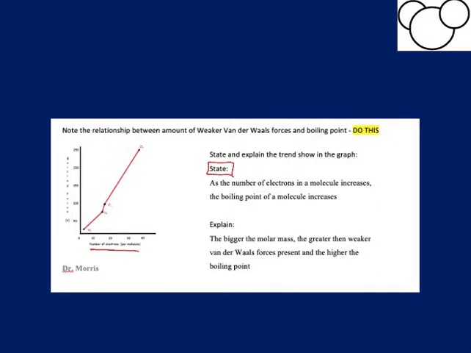And the explain part then is the x-axis. So as the molar mass increases, you have more of the weaker van der Waals, and you will have higher boiling points. So the bigger the molecule, the more electrons, the more van der Waals is present.